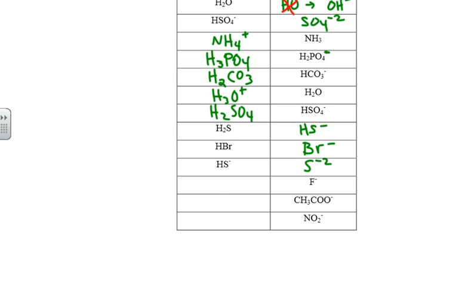The fluoride ion F -1 will have a conjugate acid of HF. CH3COO-, the acetate ion, will become CH3COOH. The hydrogen is typically written on the end of that if that's how the formula is being written, and that will be neutral. NO2 -1 will become HNO2, neutral.